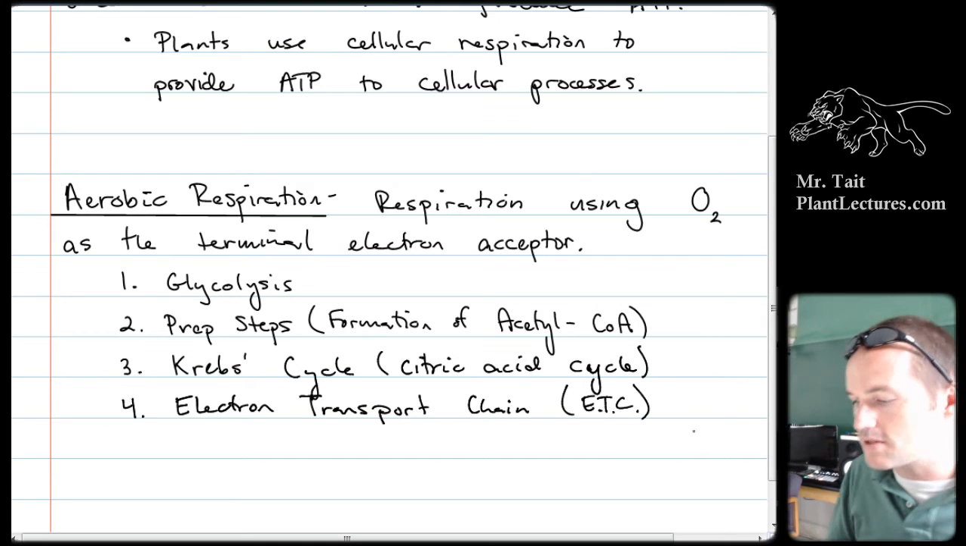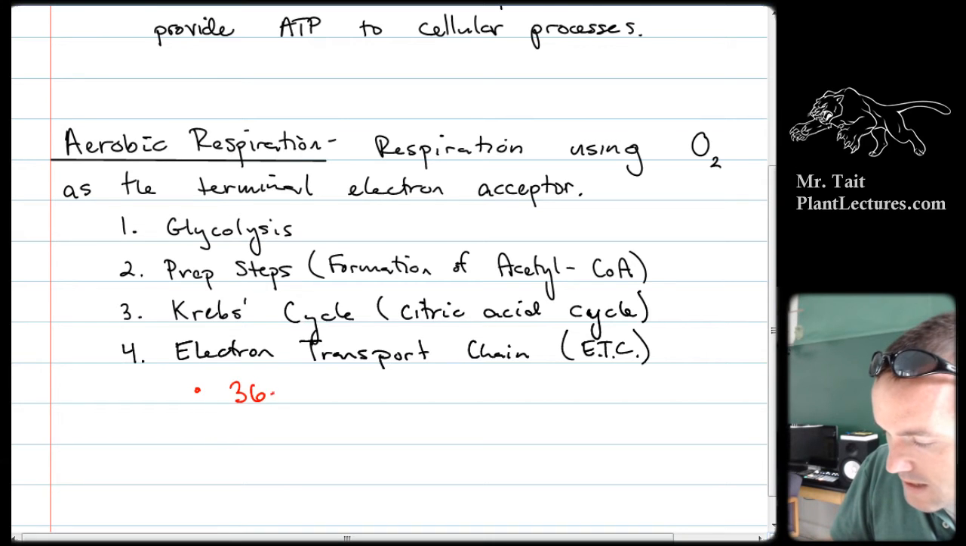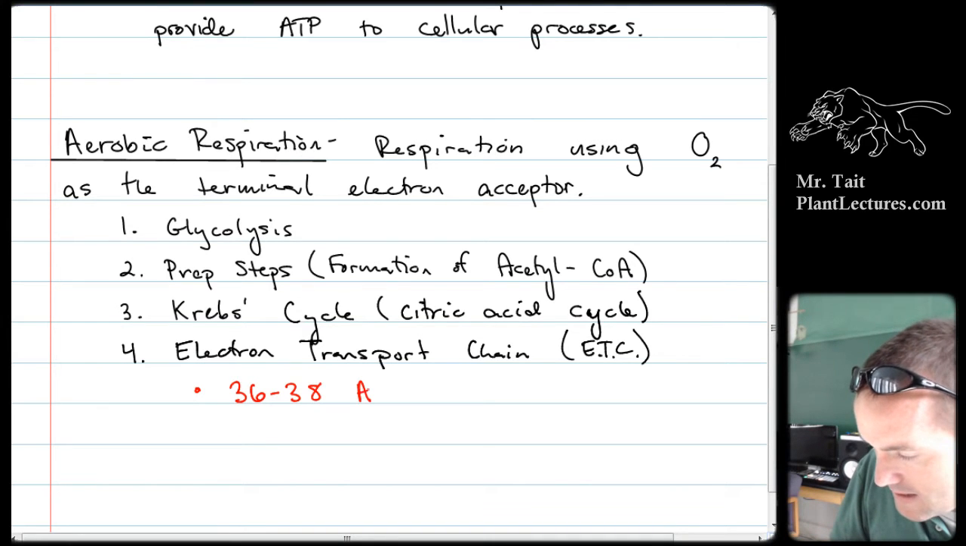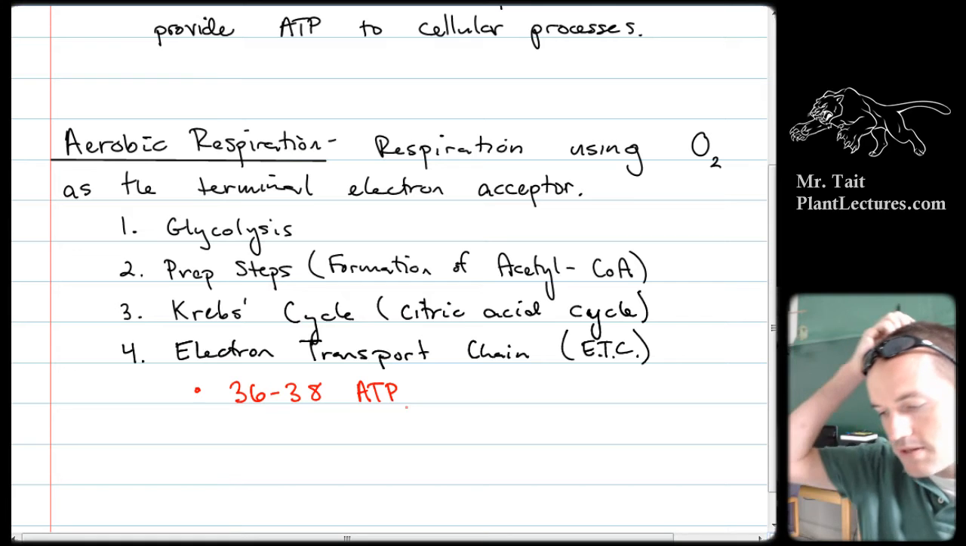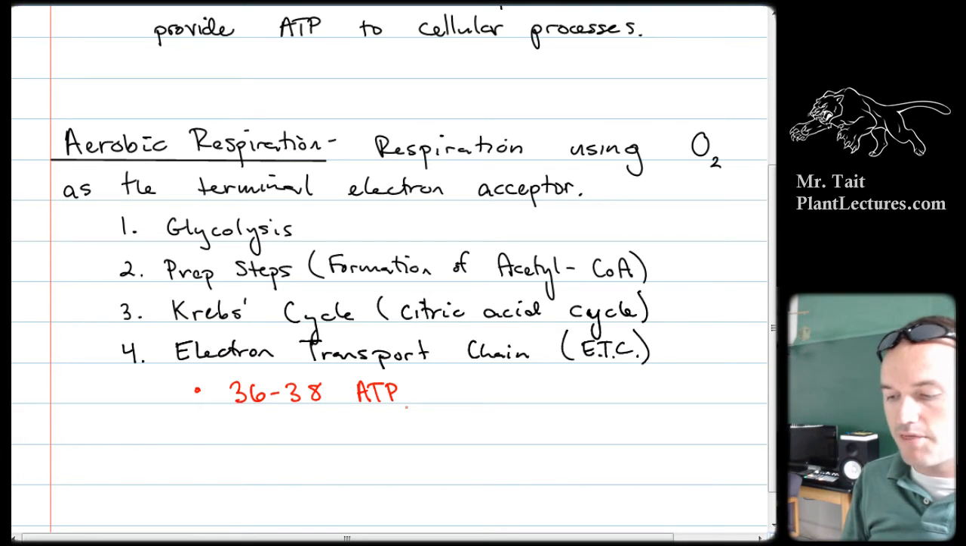And if all these things go correctly, if all these things go well, the end product of this will be between 36 and 38 ATP. And we'll talk later about why there's a variation there. But that's what we want to get out of this, is around 36 to 38 ATP total.